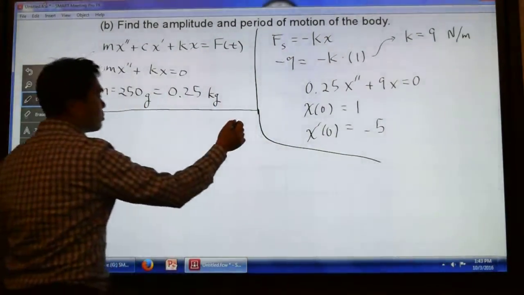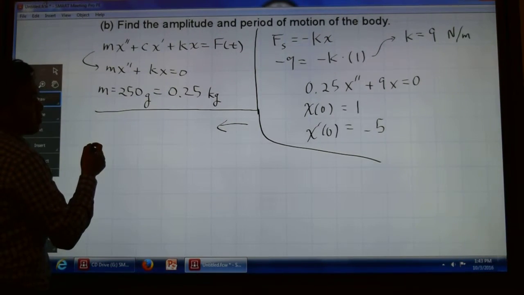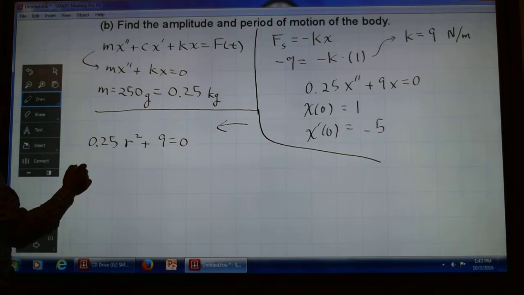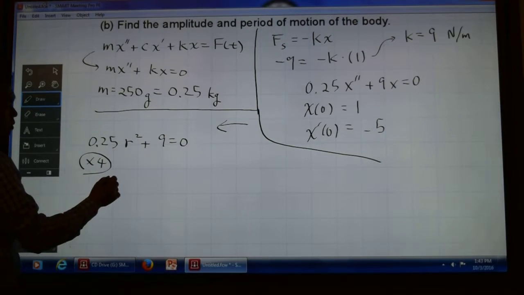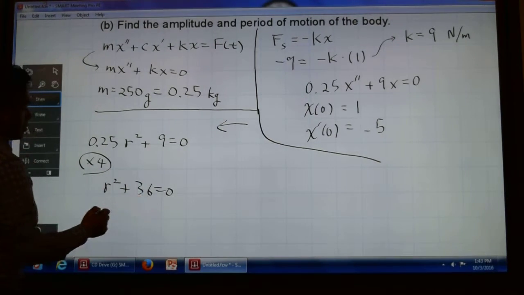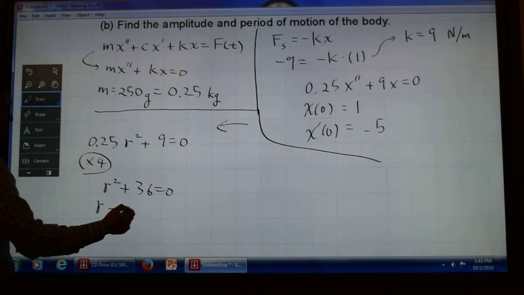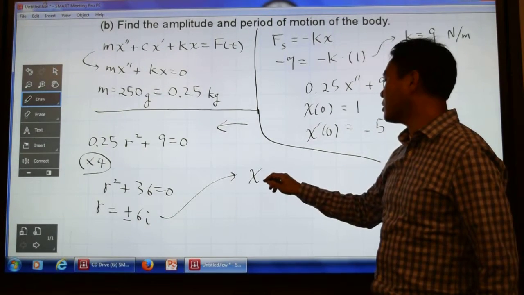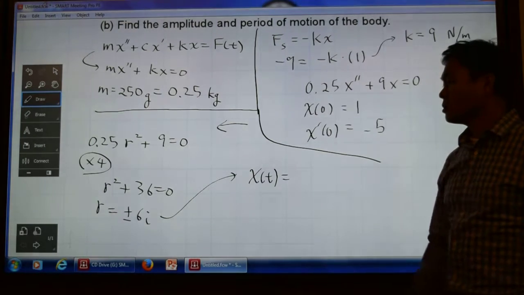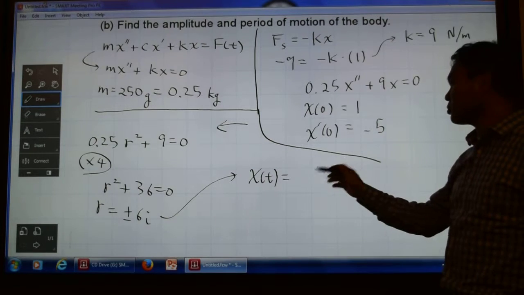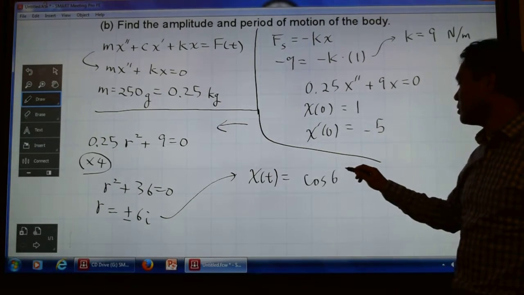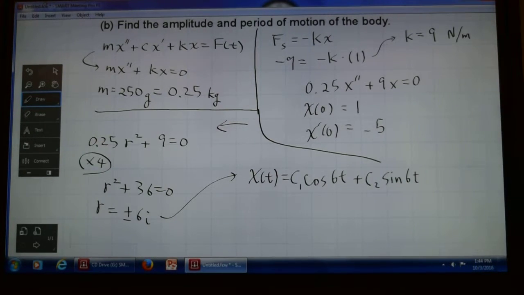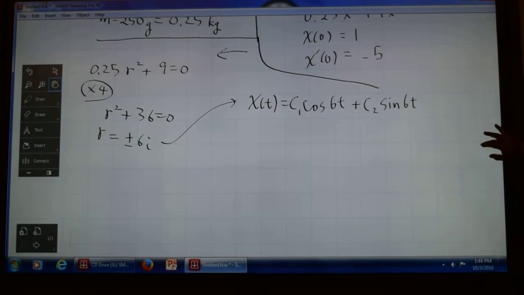Now let's solve this system. You first need the characteristic equation, which is 0.25r² + 9 = 0. Because this is 1/4, I'm just going to multiply everything by 4 to get r² + 36 = 0, which you can solve as r = square root of negative 36, that's plus or minus 6i. That means, what are the two solutions? e to the 0th power is 1, so you do that. And then x(t) = c1 cosine 6t + c2 sine 6t. That's your function.